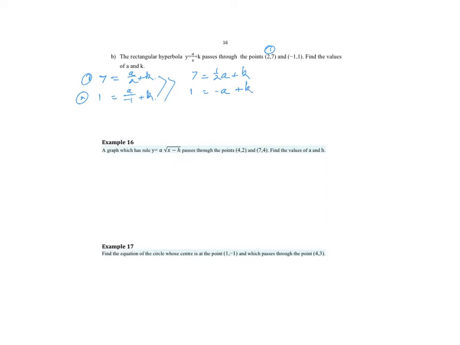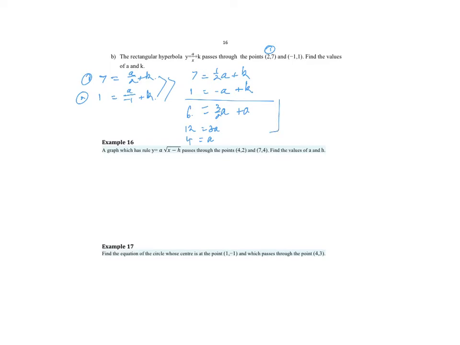So clearly if I subtract those two terms, I'll eliminate k. So 7 minus 1 is 6. A half a minus a minus is a plus, so a half a plus a is 3 on 2 a. k minus k is 0. So I'll end up with, multiplied by 2 across, 12 is equal to 3a. a is equal to 4.